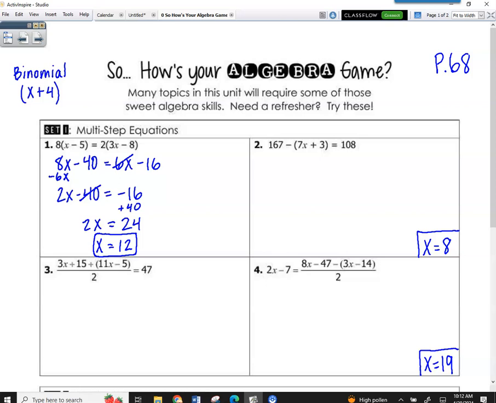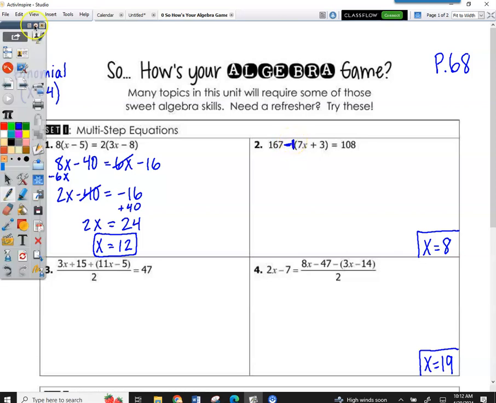Number 2 will be up to you to do. It is similar. It actually has less distributing. Over here in number 1, I had 2 things to distribute. Over here in number 2, what am I distributing? There's a negative 1 right here that is going to distribute and change the sign of those numbers. And then you will have 2 like terms that you can combine before you start moving stuff.